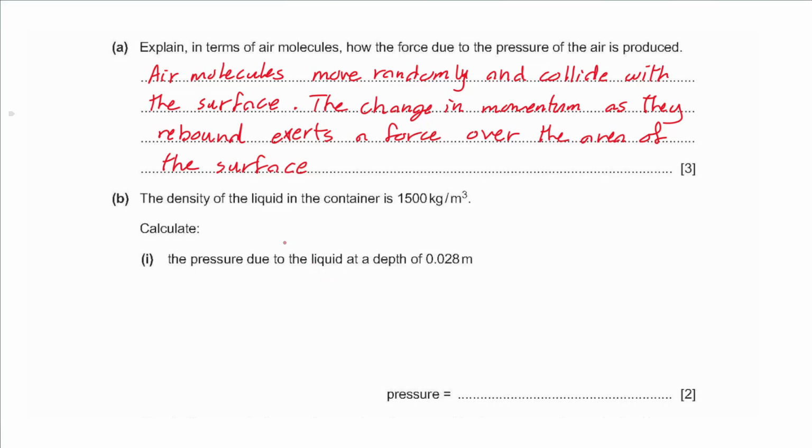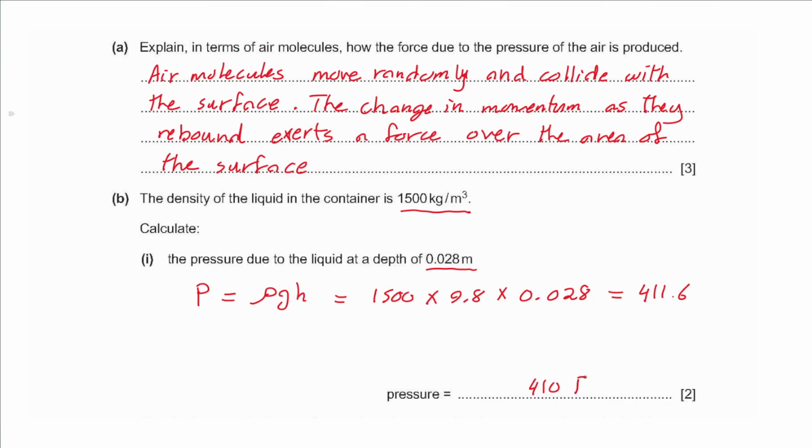Part B says the density of the liquid in the container is 1,500 kilograms per meter cubed. Calculate the pressure due to the liquid at a depth of 0.028 meters. We use pressure equals rho g h, and then we substitute 1,500 times 9.8 multiplied by 0.028, which gives an answer of 411.6. We can approximate that to 410 Pascal.